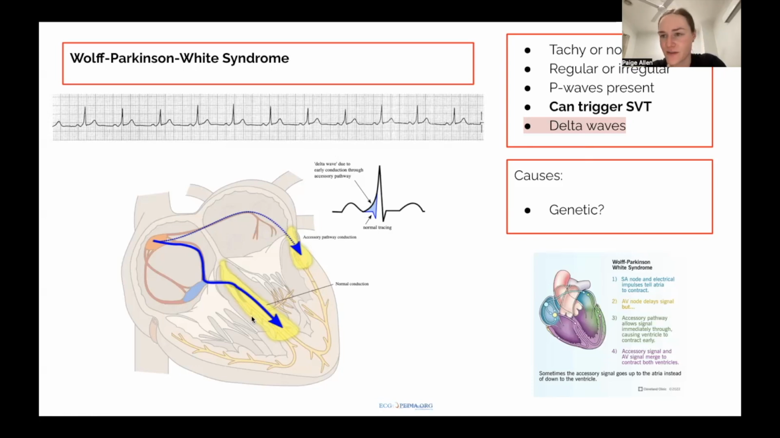So this one again is via an accessory pathway. So the difference is, actually I like this image pretty well. You start at the SA node and your atria contract like normal. And then the signal will go down through the AV node as it normally does. But then there's some other accessory pathway that completely bypasses the AV node and then causes some early depolarization. So that's how you get that sort of problem. The main cause for WPW is that it's genetic, we think.